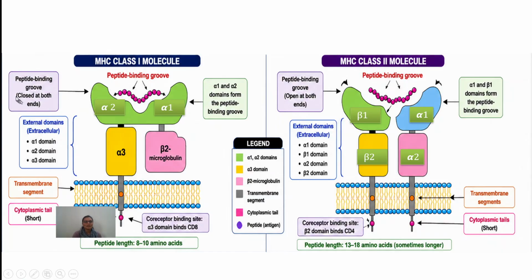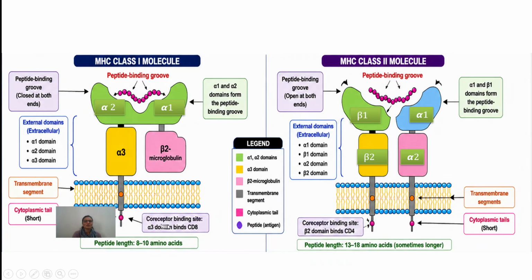The peptide binding groove, which is closed at both ends, and the external domain, which is extracellular and present outside of the cell membrane. The external domain contains alpha 1, alpha 2, alpha 3 and beta 2 microglobulin. Then there is the transmembrane segment, which anchors the alpha 3 part into the cytoplasmic membrane, that's why it is called the transmembrane segment. And this short tail anchors into the cytoplasm, that's why it's called the cytoplasmic tail.